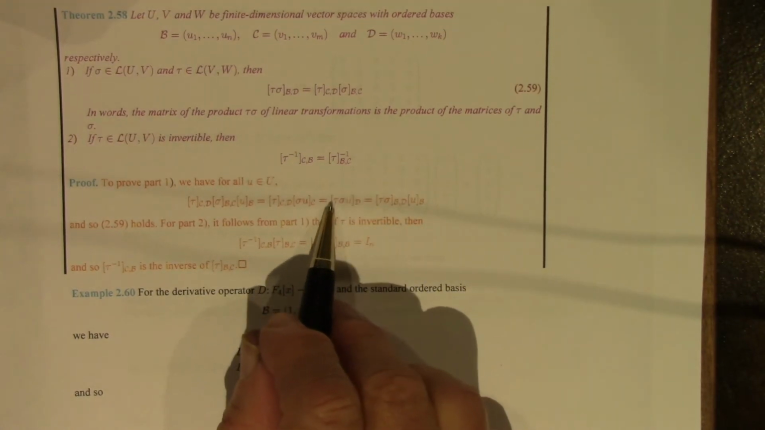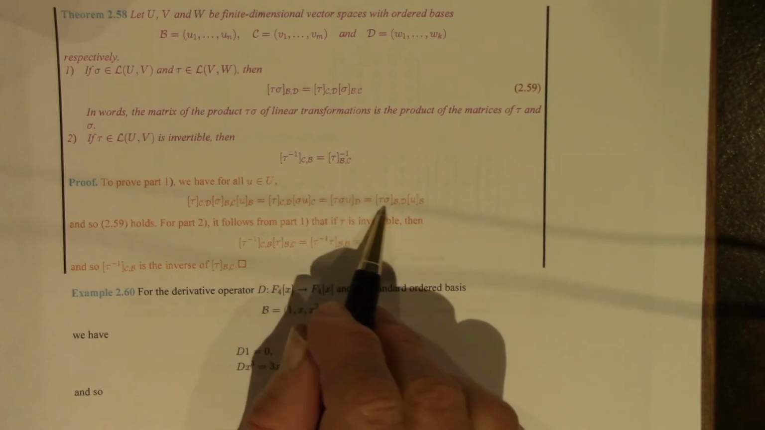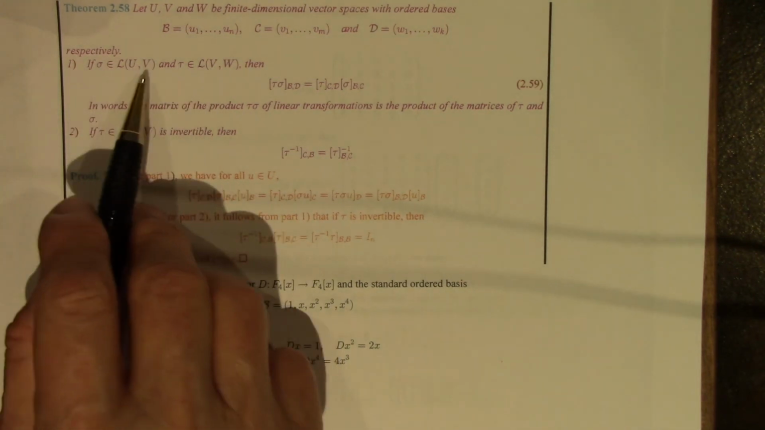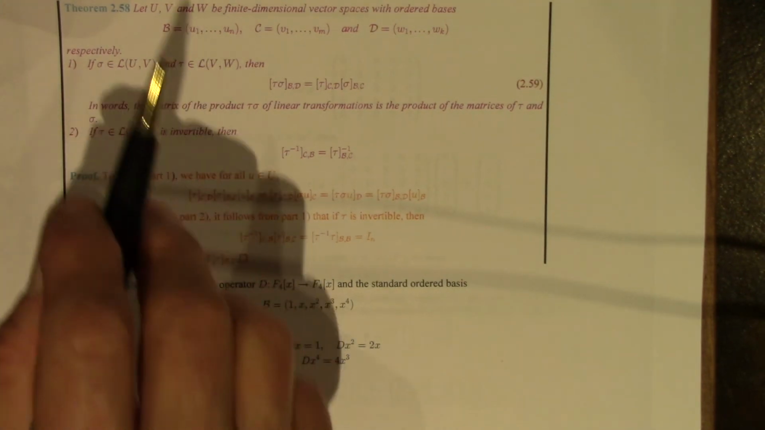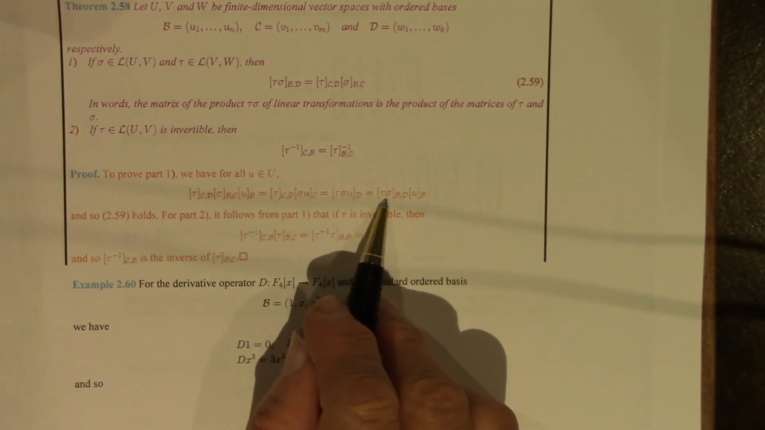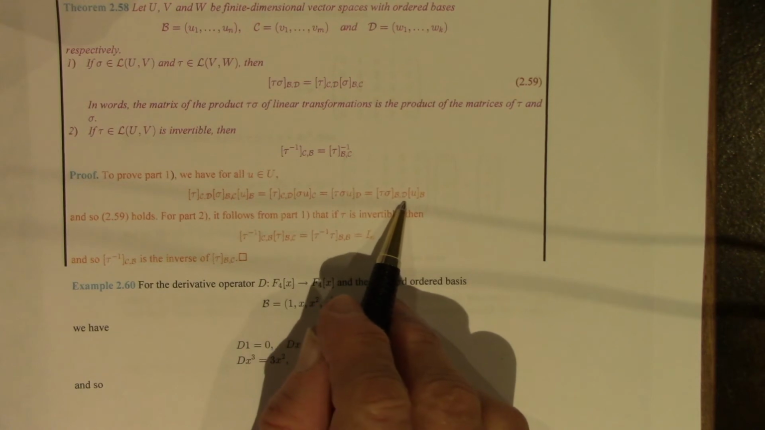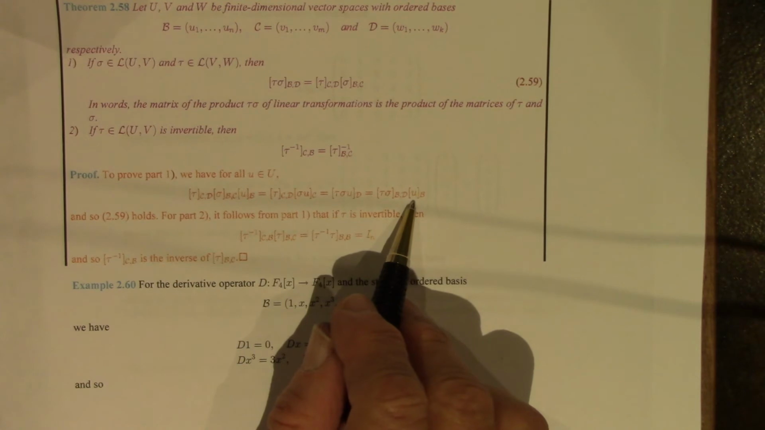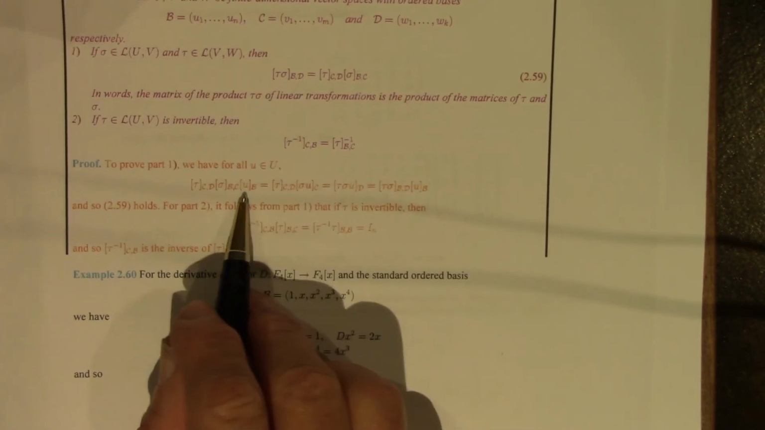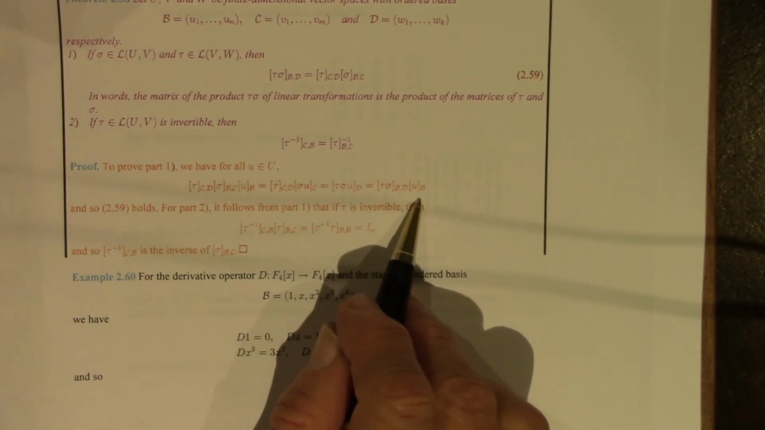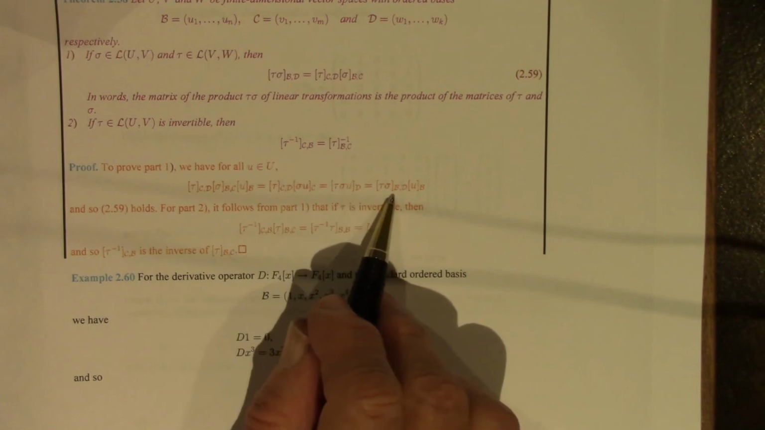And now we can treat tau sigma as a single linear map, which, by the way, goes from U to W, so it involves B and D. So this is the matrix of tau sigma with respect to B and D applied to the B-coordinate matrix of u. And since this holds for all u, it holds for all possible column matrices, these two matrices must be the same.